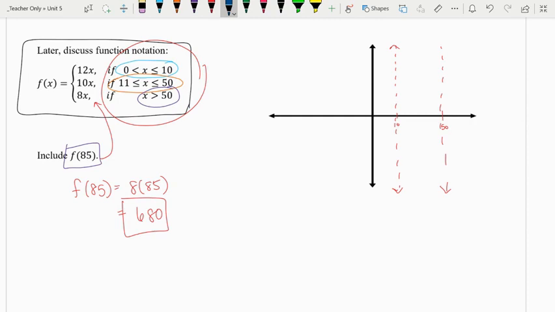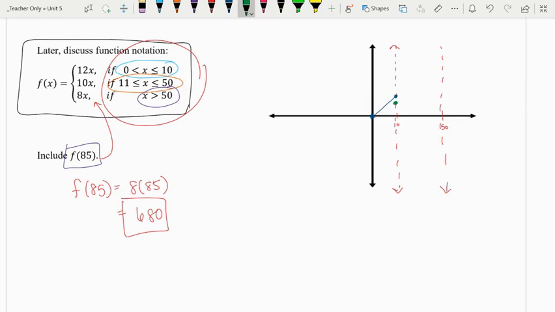So if you just estimated this, obviously if I bought 0 shirts, I'd be at 0. If I bought 10 shirts, I'd be at 120. So I'm just going to put that there. Then we would jump into the next equation for 11. So if you buy 11, it's actually 110. So that would be here. So it would drop down, right?